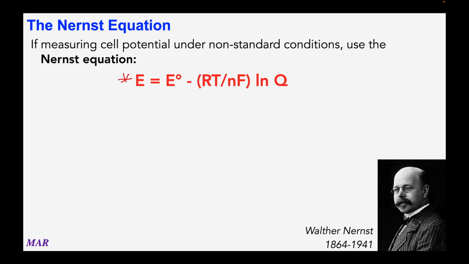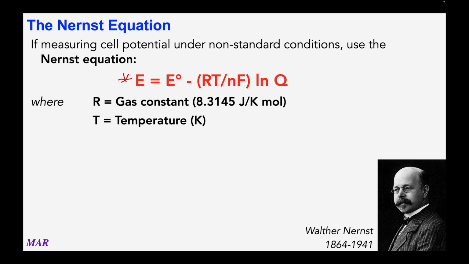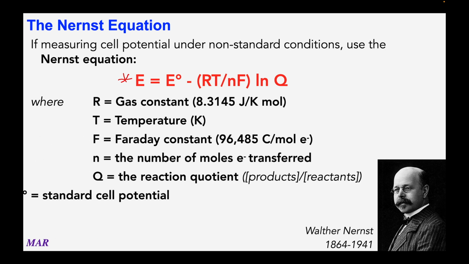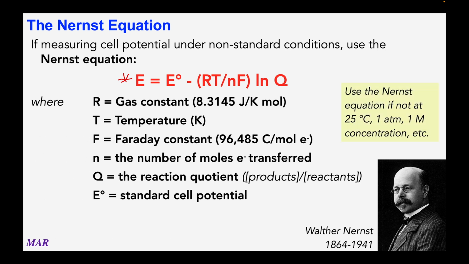Okay, so the Nernst equation is doable. It's a little tedious, but it is absolutely doable. And if you're going to use the Nernst equation, what you want to do is first think about what the constants are. R is the energy gas constant, 8.3145 joules per Kelvin per mole. Temperature is in Kelvin, big surprise there. F is the Faraday constant, 96,485 coulombs per mole of electrons. n is the moles of electrons transferred.